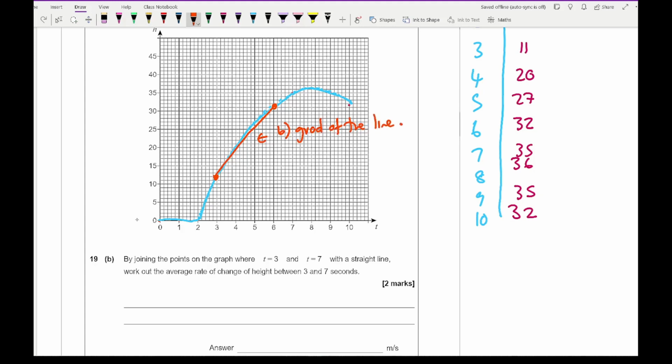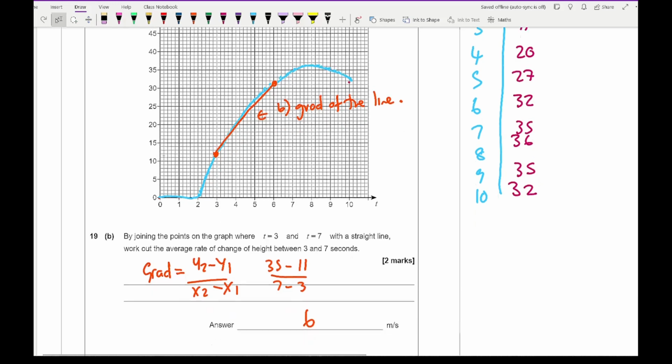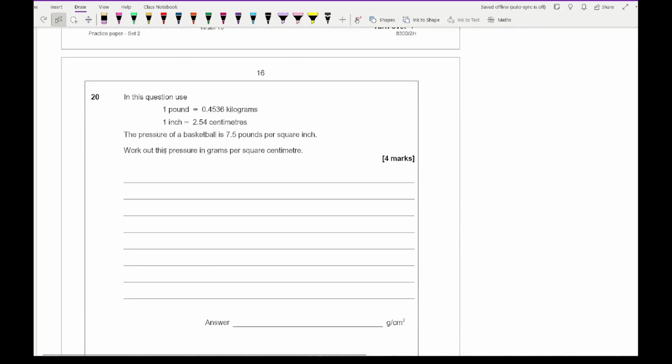Now you can do that by using the formula: the gradient equals y2 minus y1 over x2 minus x1. And if you do that, we get 35 minus 11 over 7 minus 3. And that should give you an answer of around about 6. But you could obviously just work out the gradient from your graph by counting the squares and you'd be good to go.